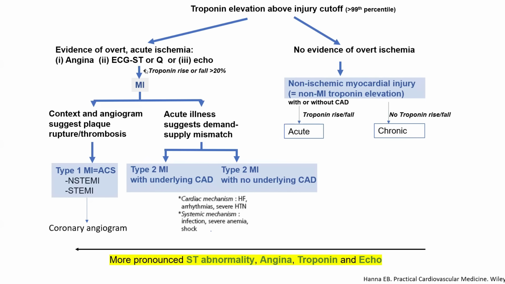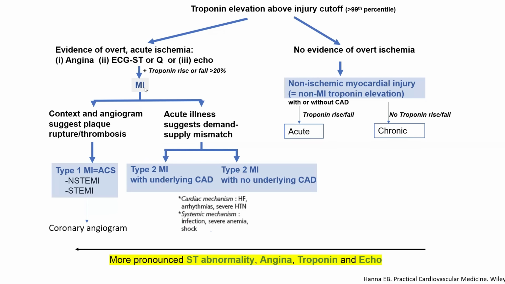And the third condition, that troponin needs to have a rise or fall more than 20%, not a plateau steady state troponin. So once you meet all 3 of those, then you can define MI. And for the evidence of clinical ischemia, you only need one of those 3, angina, EKG, or echo. So once you meet those, you have myocardial infarction.